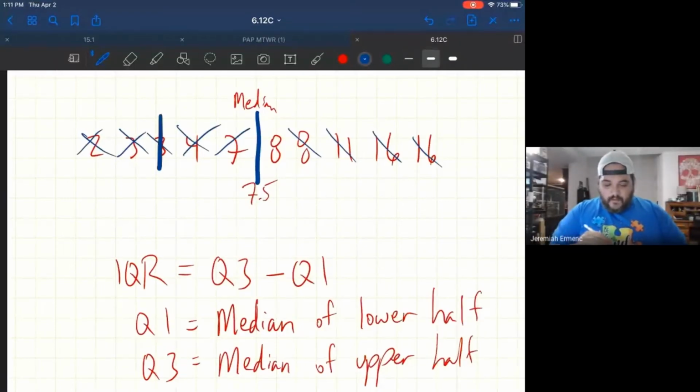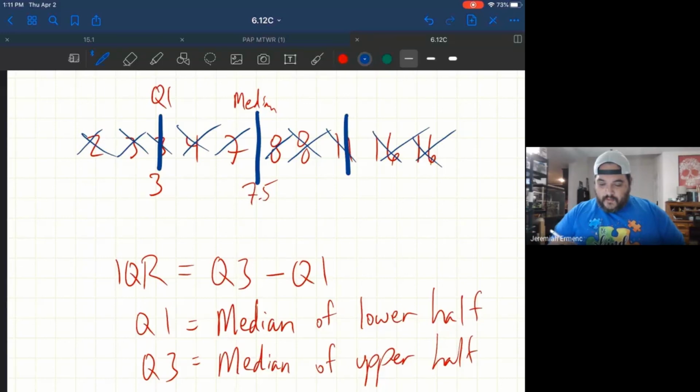All right, so I'm going to cross out until I find my median. Well, I found my median of my lower half of my data, and so I call that my quartile 1, and so that is 3. Now I need to find the median of my upper half of my data. So I've done that, and my quartile 3, my median of my upper half, is 11.